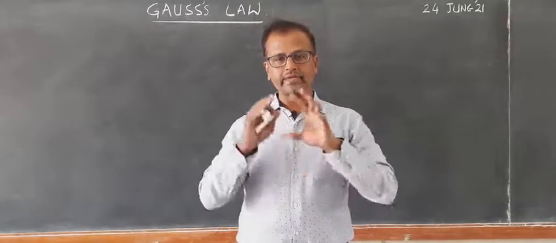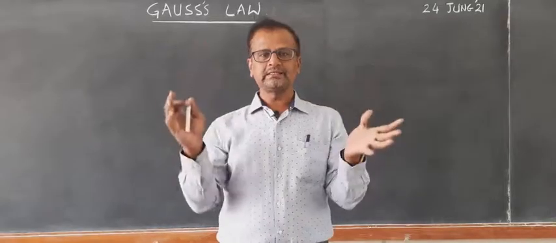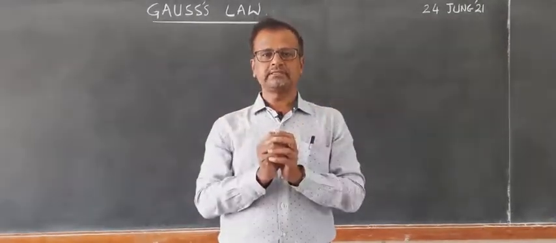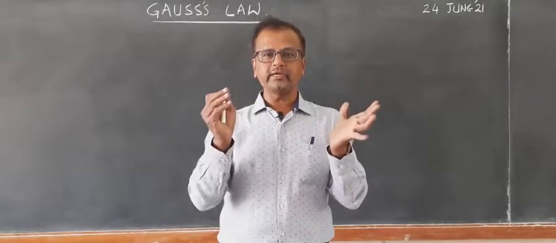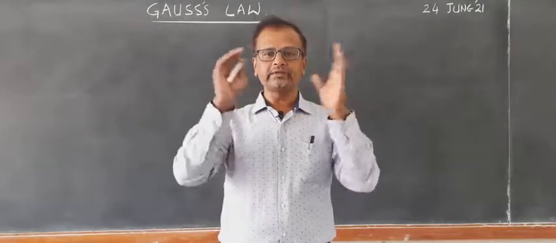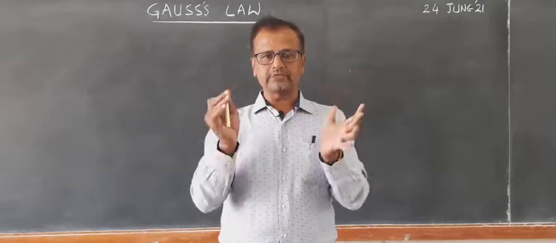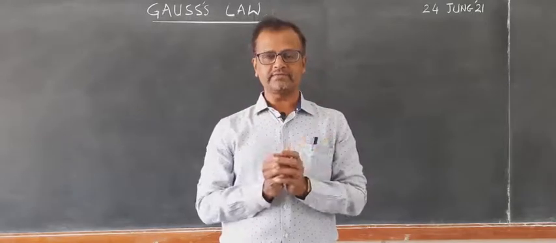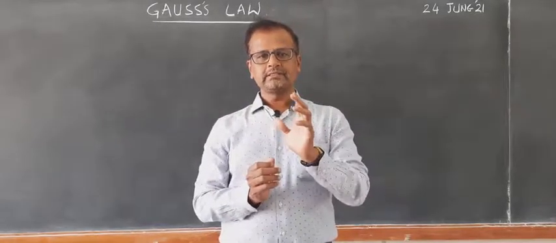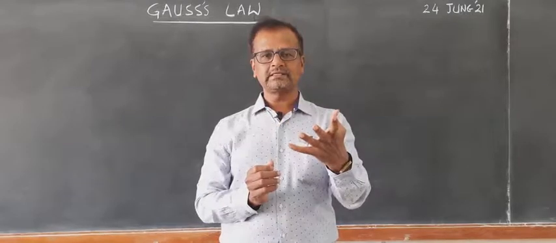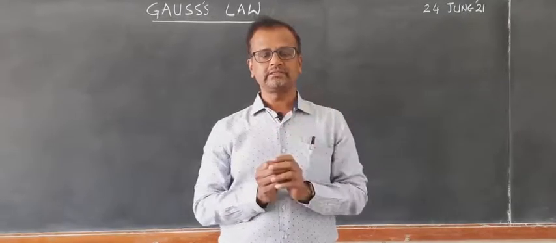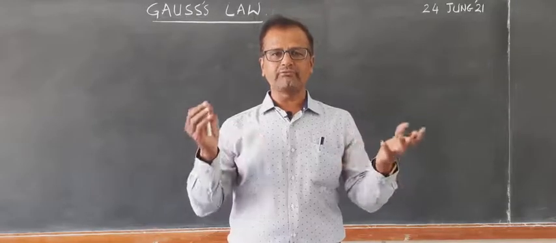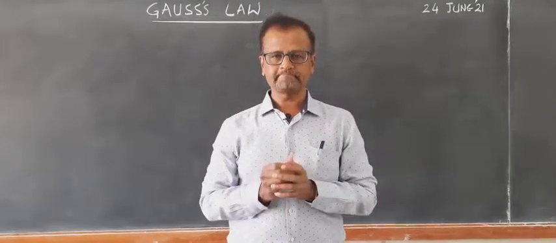Then, if we calculate the total flux linking with that enclosed surface, we are going to relate that total flux with the charge enclosed by that surface. Means the cause of electric flux is the charge. We have learnt in Coulomb's law, the cause of electric field is the charge.